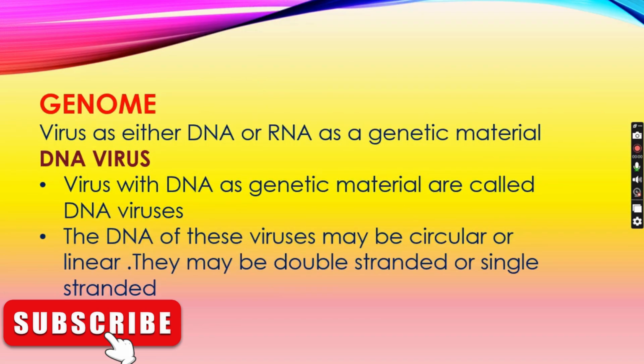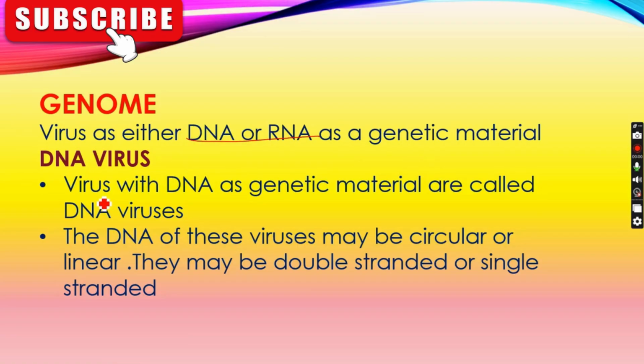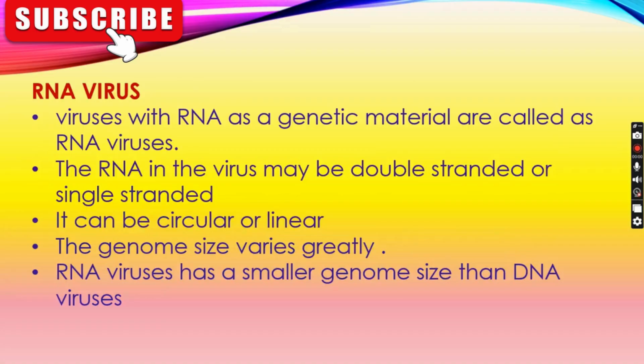Now we are going to see what a viral genome is. A viral genome can be DNA or RNA genetic material. DNA viruses are viruses with DNA as the genetic material. The DNA of these viruses can be circular or linear. Sometimes it can be double-stranded or single-stranded too. RNA viruses are viruses with RNA as the genetic material. They can be double-stranded or single-stranded. Most of the RNA viruses are single-stranded. It can be circular or linear.